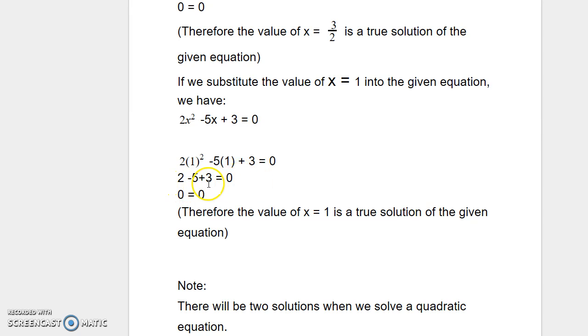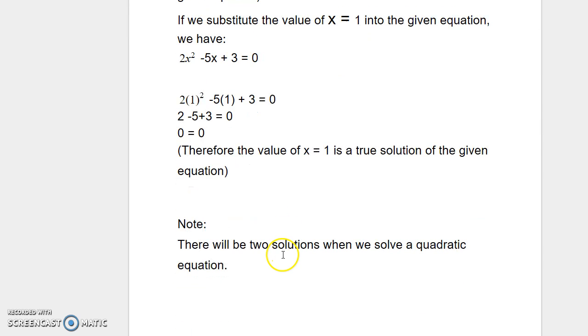So 2 plus 3 is 5. 5 minus 5 equals 0. And that is exactly equal to 0, which is what we have on the right hand side. Therefore, x equals 1 is a true solution of the given equation. These are the two solutions. We will always have two solutions when we solve a quadratic equation.